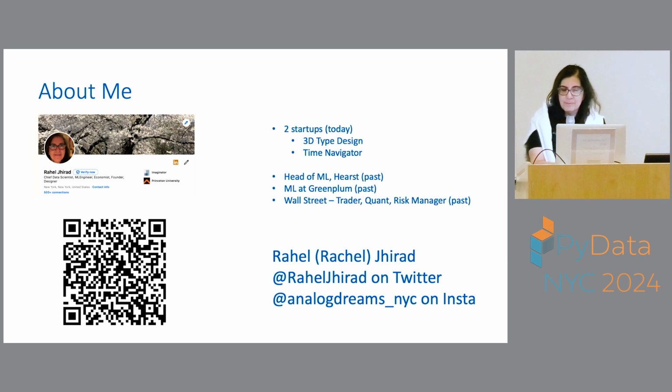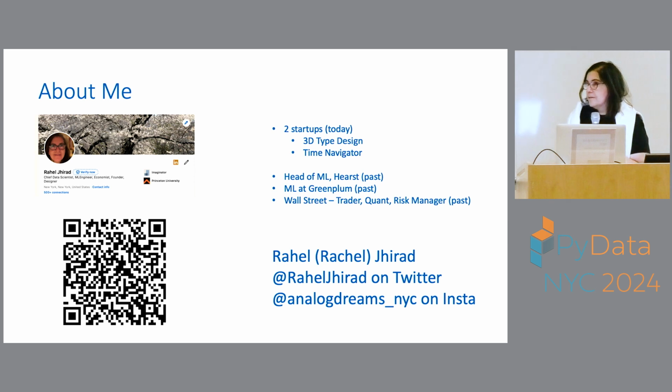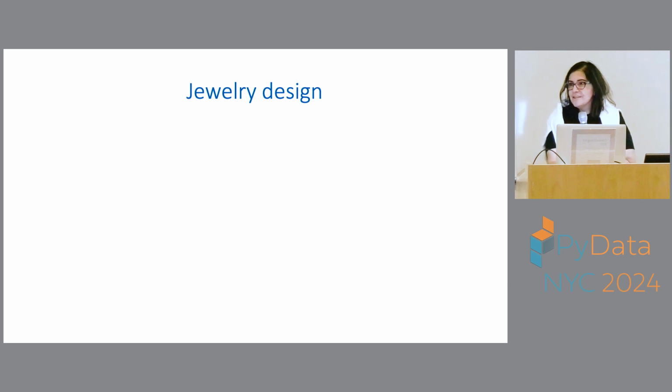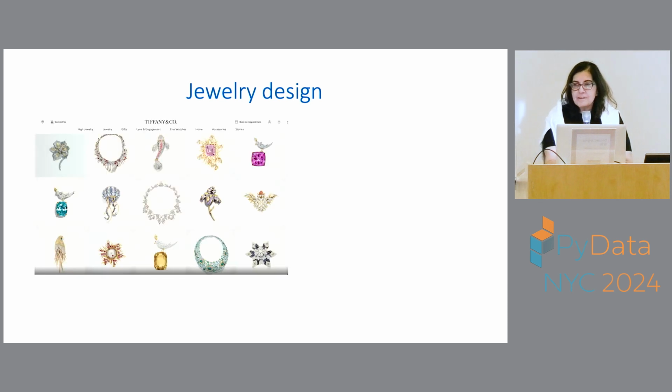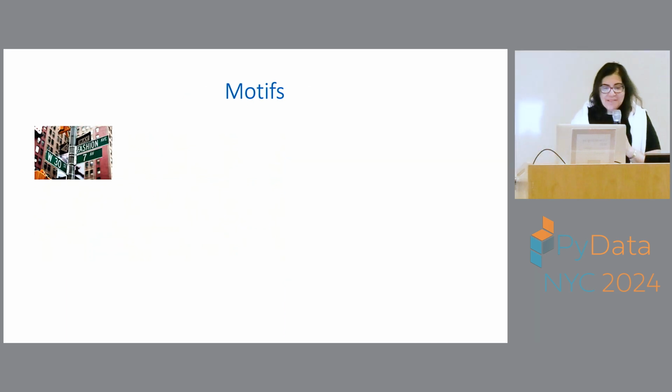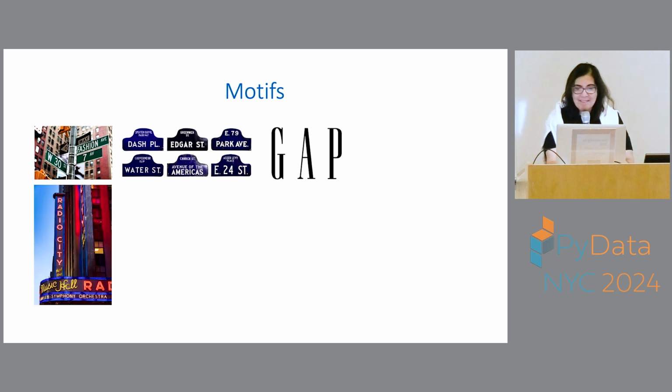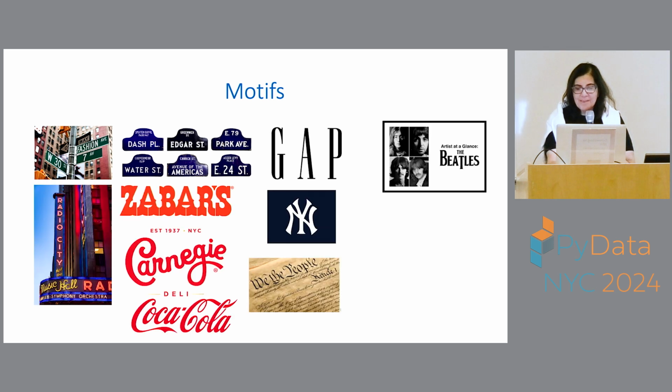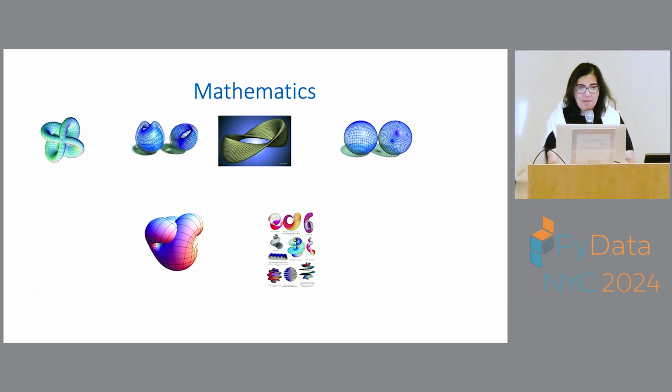So I'm working on 2 startups. I'm talking about one. I used to be head of ML at Hearst, a large media company. Before that, Greenplum, but my dark side was Wall Street for many years. So I got interested in jewelry design, and a lot of what I saw was flowers and ocean things, and things that, as a New Yorker, didn't resonate. And so these are the things that I grew up with in the city, New York Yankees, the Beatles, and so forth. And then I studied math, and so I love surfaces.